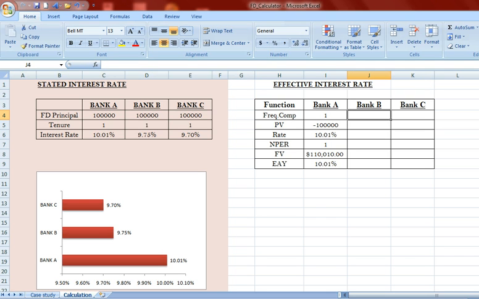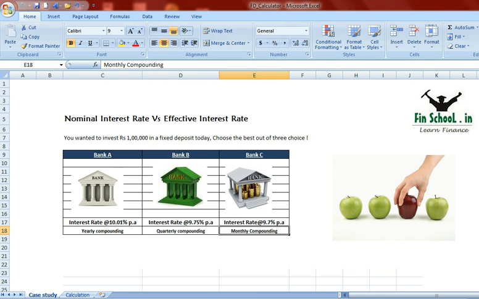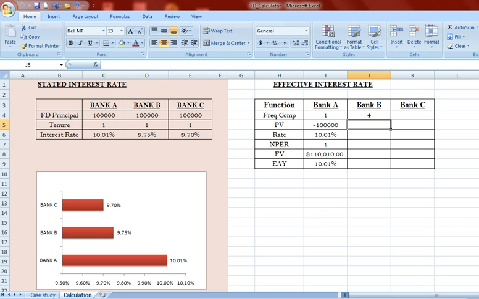The frequency of compounding for Bank B is 4, because it is a quarterly compounding, and the tenure is 1 year. So there is a chance of 4 compoundings happening in 1 year. What is the present value? It is the same as Bank A. The rate of interest will make a big difference. It is 9.75% divided by the frequency of compounding. Since it's a quarterly compounding, we are converting the annual interest rate into a quarterly interest rate.